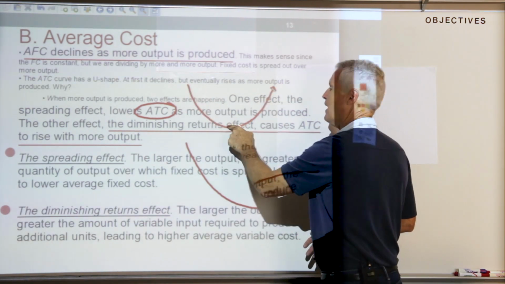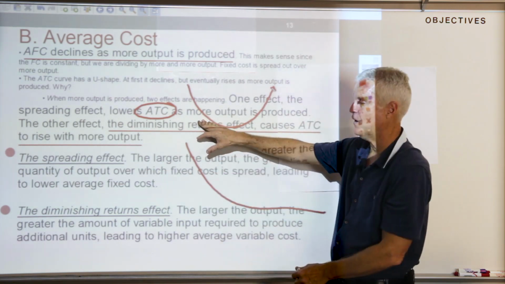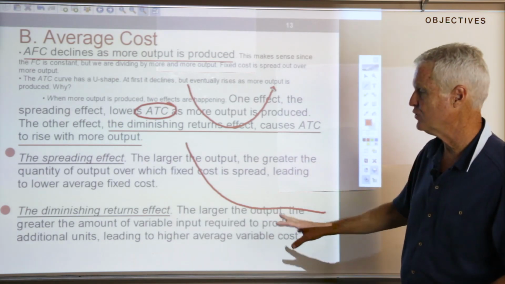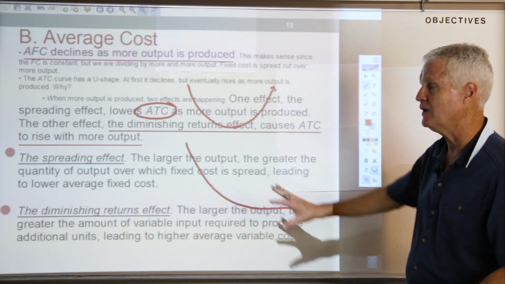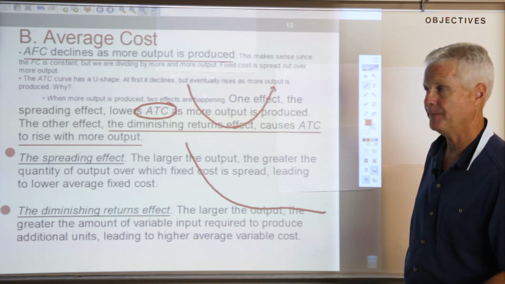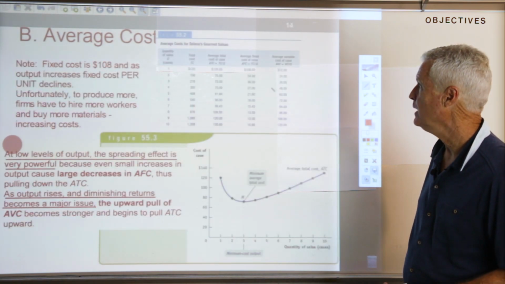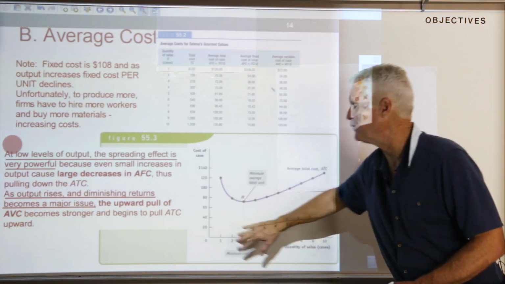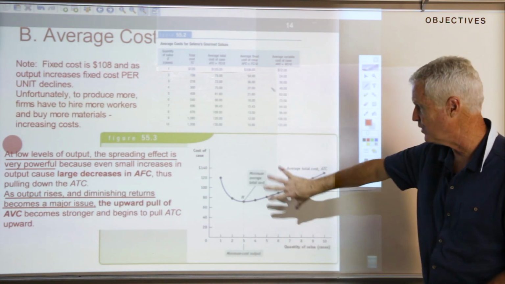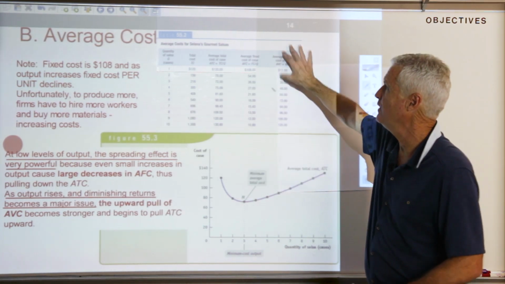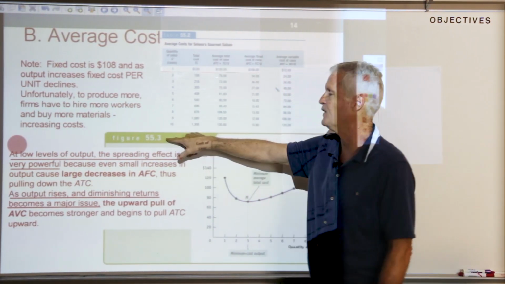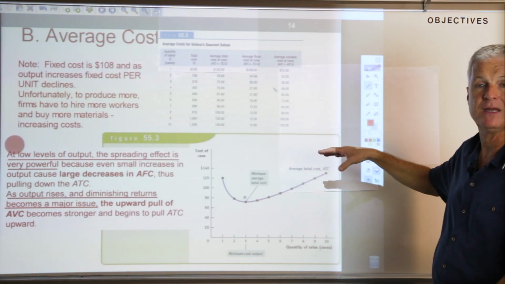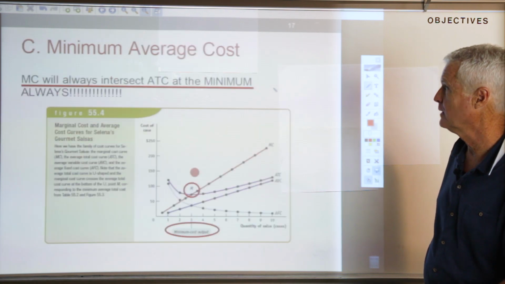Okay? So they come down, spreading effect of fixed cost. They go back up because of diminishing returns. So make sure you have those two things down, okay? Pause the video, write them, get them down. Okay, this is the same thing kind of repeated and shown here. Maybe this helps you a little better to understand it, look at it. And this is table 55.2, figure 55.3. That might help by looking at those in the book, reading about them a little bit. They may help you better understand this.